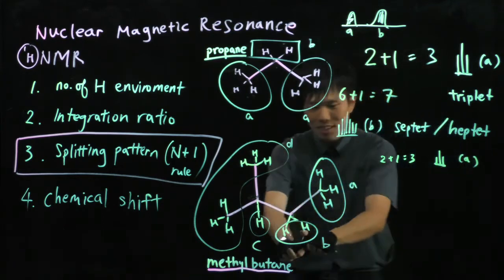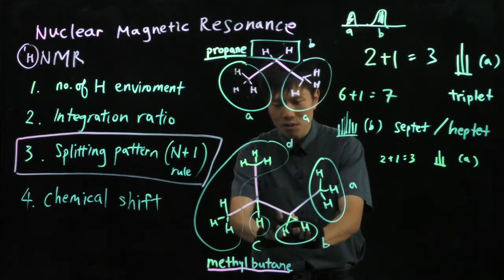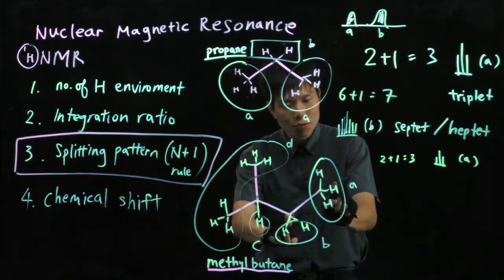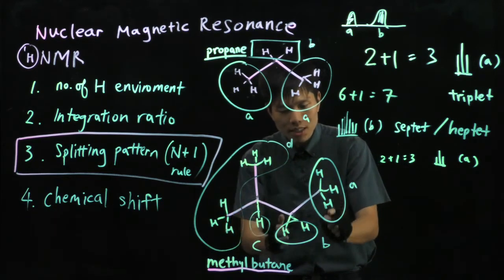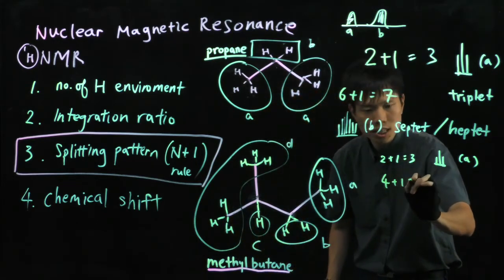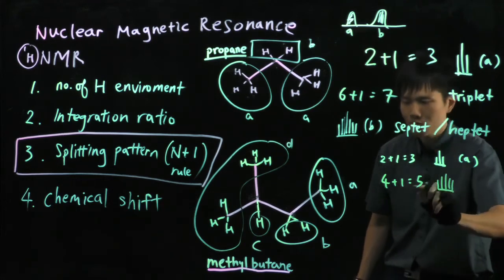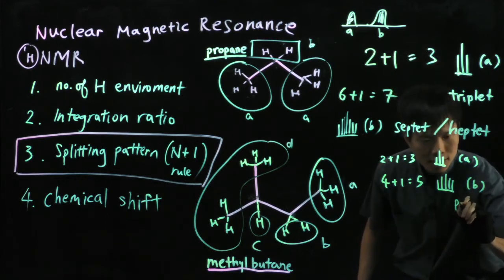For signal B, we start from here. We can go both left and right. So if I go to the left, this carbon has only 1 hydrogen. Keep that in mind. If I go to the right side, this carbon has 3 others. So in total, we have 4 hydrogens that are different from where I am in the next neighbor. So 4 plus 1 gives you 5. So we see here 5 fine lines for the signal in B. 5 will be called a pentet, like pentagon.